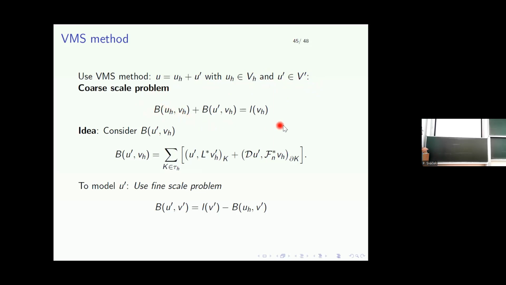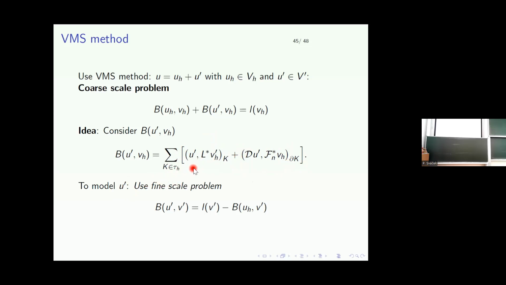The coarse scale problem now is to find U_h, which can be rewritten as B(U_h, V_h). We only test by test functions from V_h, and we have this formula. We tested the previous case only by test functions from the finite dimensional subspace. The idea of the variational multiscale method is to replace this term by a model of U prime, so we need to model this term in the equations. If we go back to our definition of this bilinear form, we can use the finite element subspace, sum over all elements of the triangulation, go back to the dual operator, and add terms on the faces of the elements.